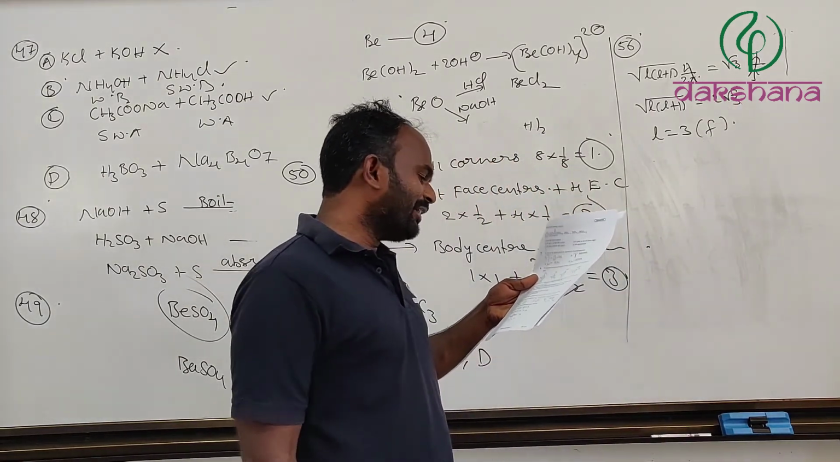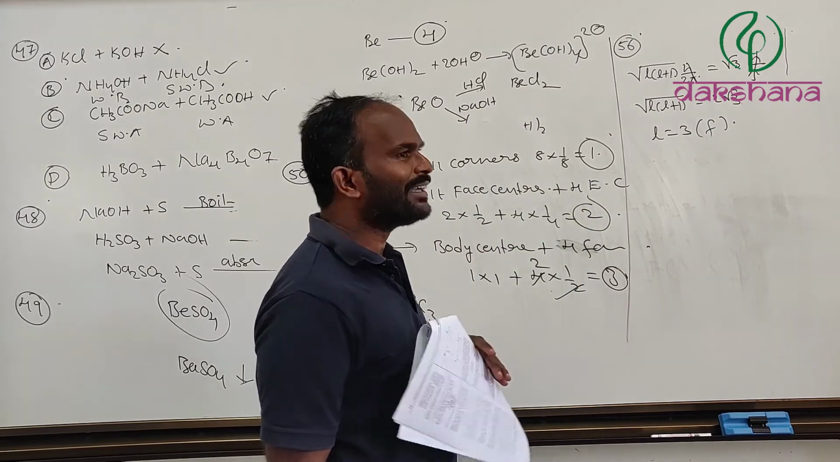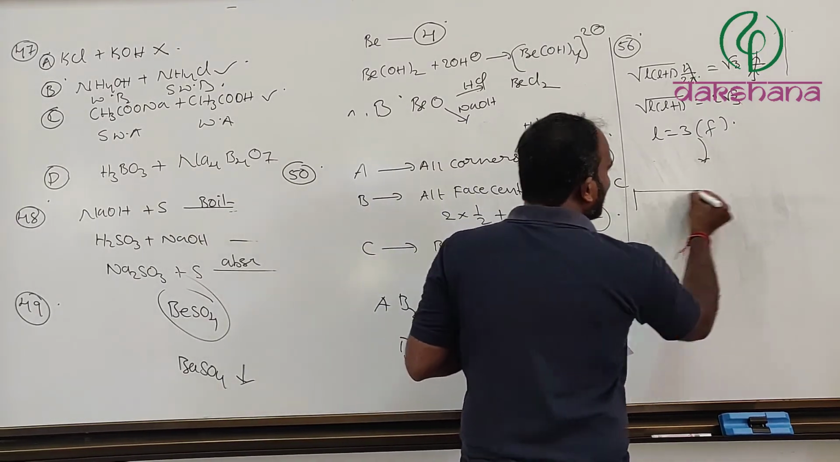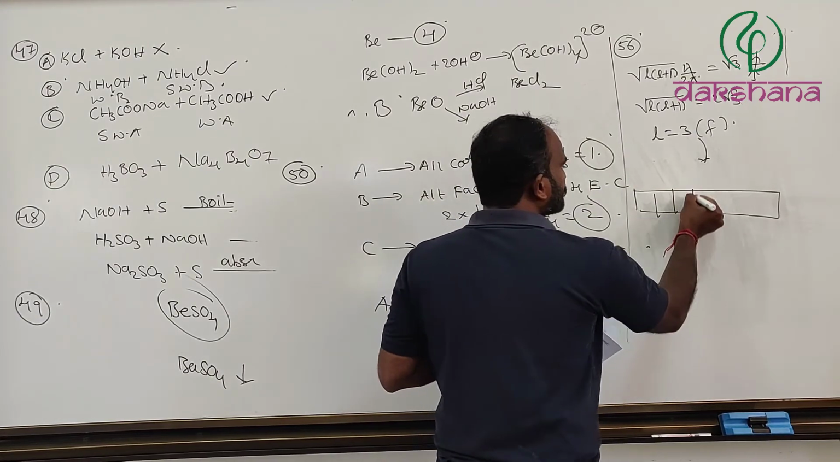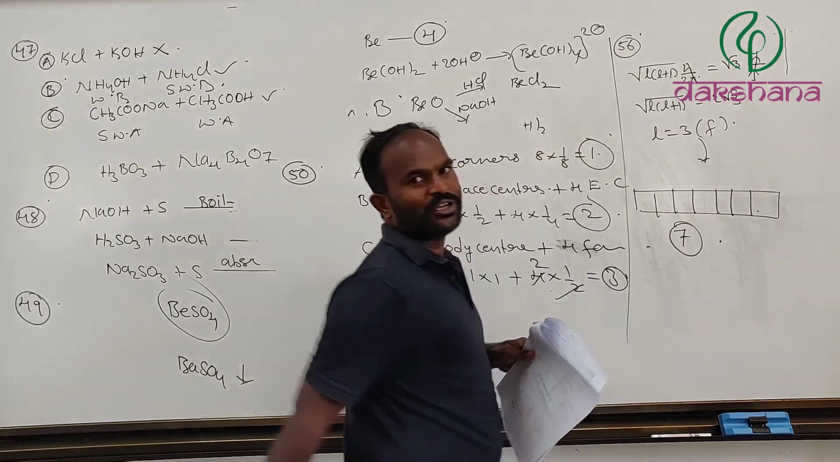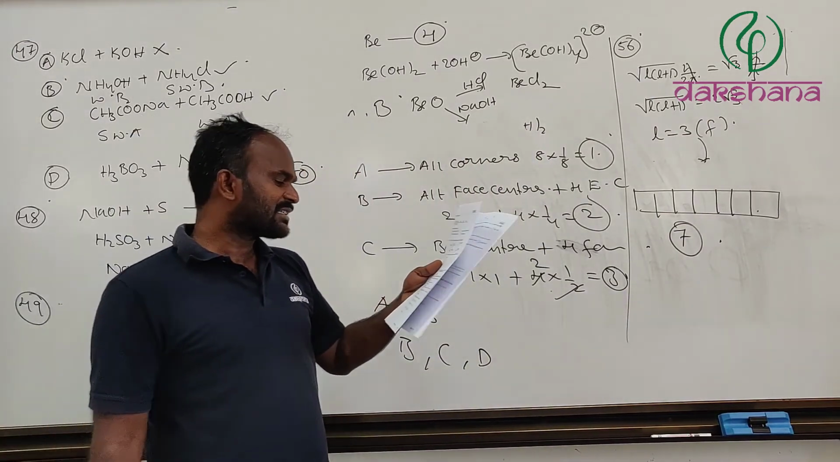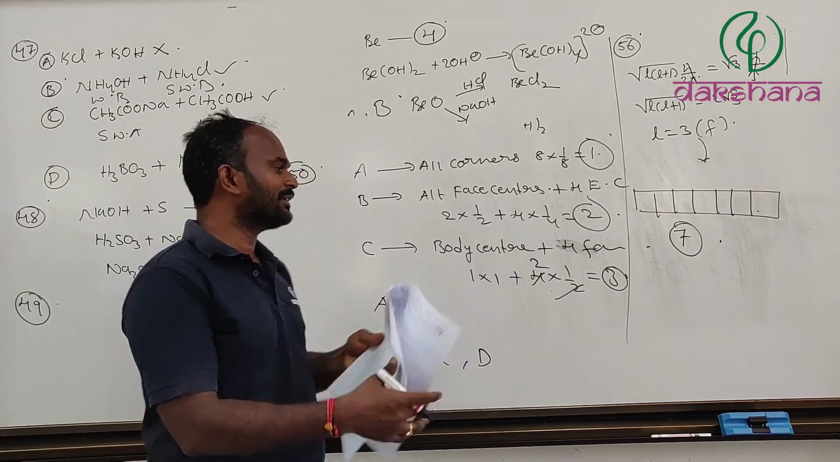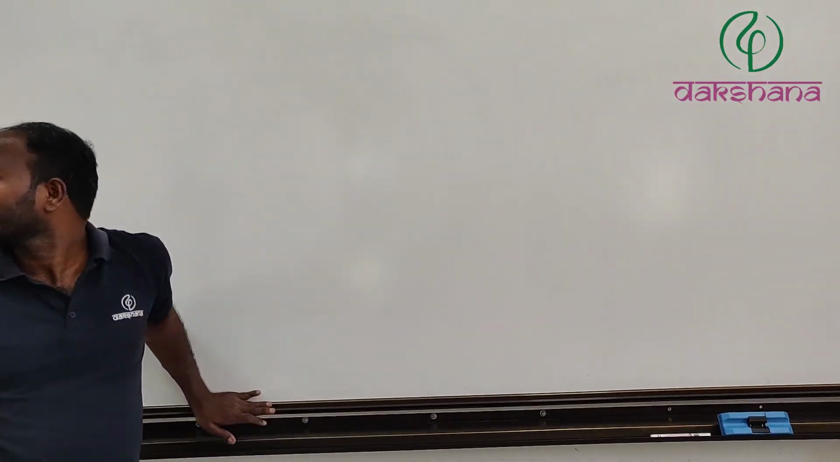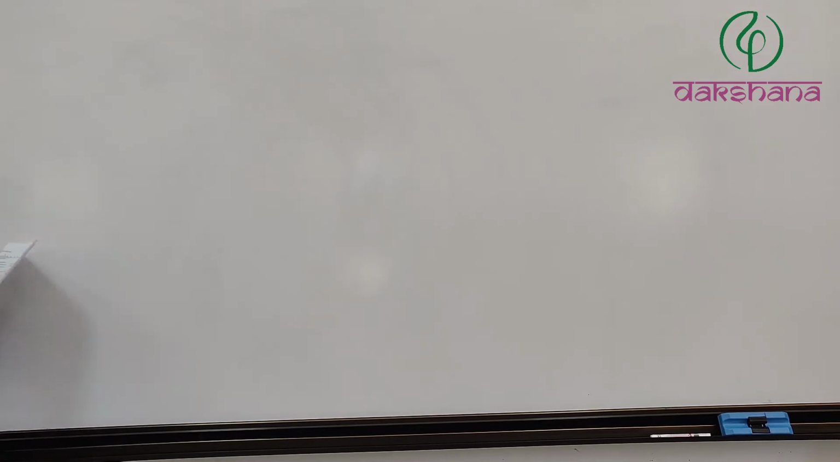If L value is equals to 3, therefore this is going to be an F orbital. They are asking how many possible orientations are possible. There will be 7 possible orientations. Therefore, the answer is going to be 7. Next, question number 57.